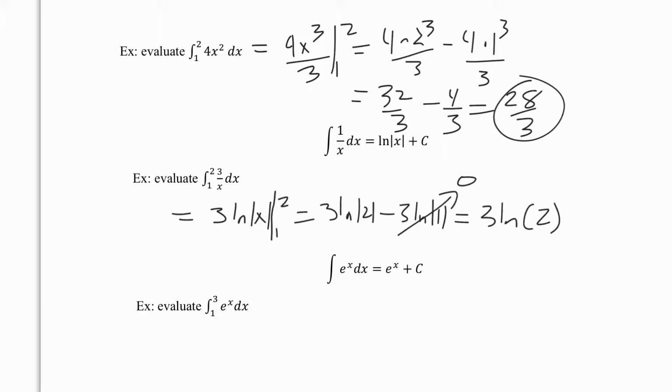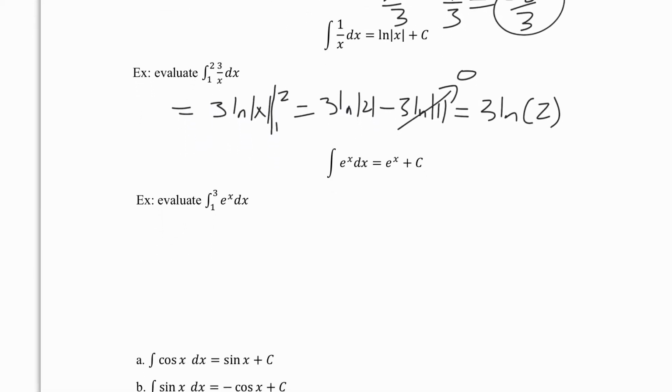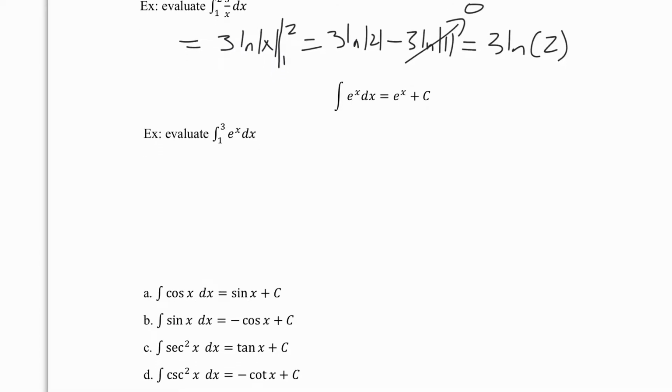Let's do another one here. The integral of e to the x is, well, e to the x, because the antiderivative of e to the x is e to the x. So this becomes e to the x evaluated from 1 to 3. So e to the 3 minus e to the 1. Well, I guess we could write e to the 1 as just e if we wanted, but we can't combine those at all. We need a calculator to get an approximate value.